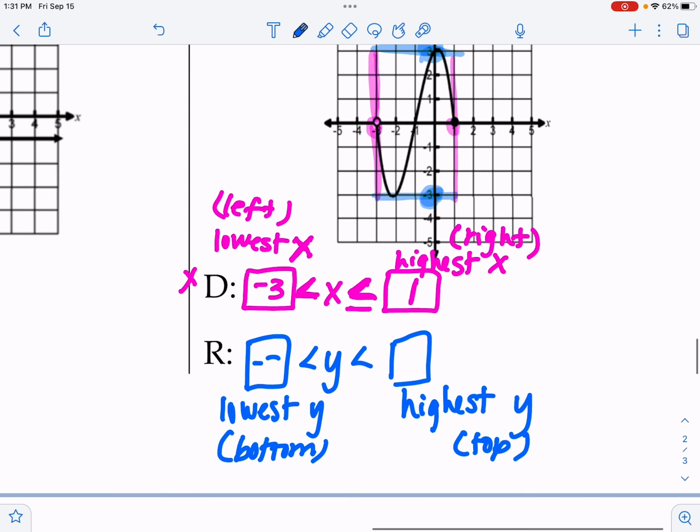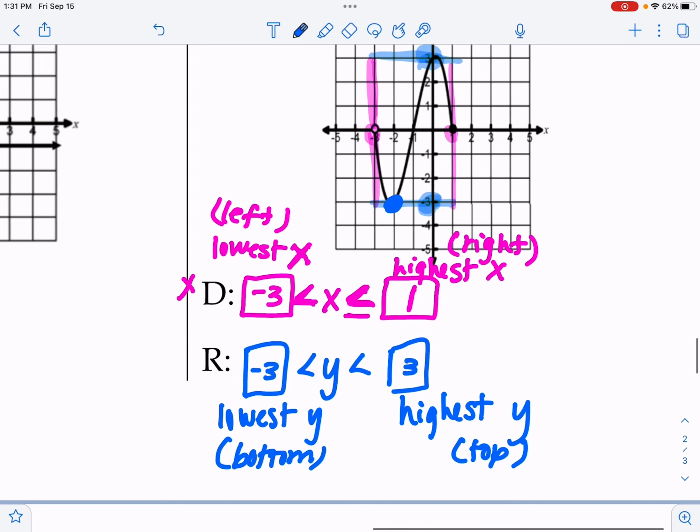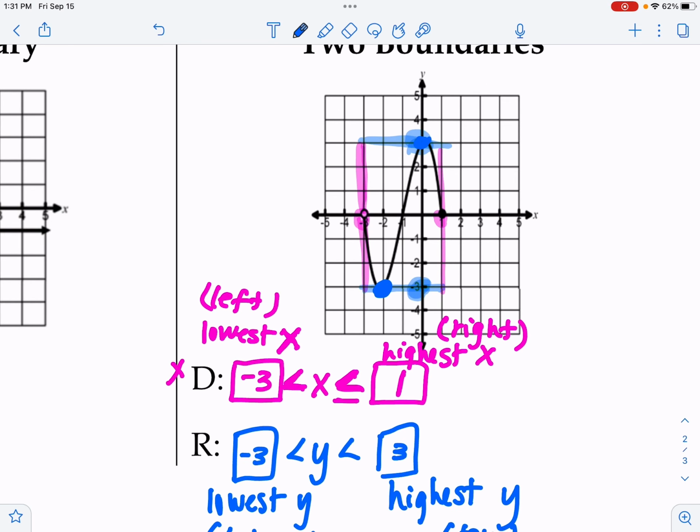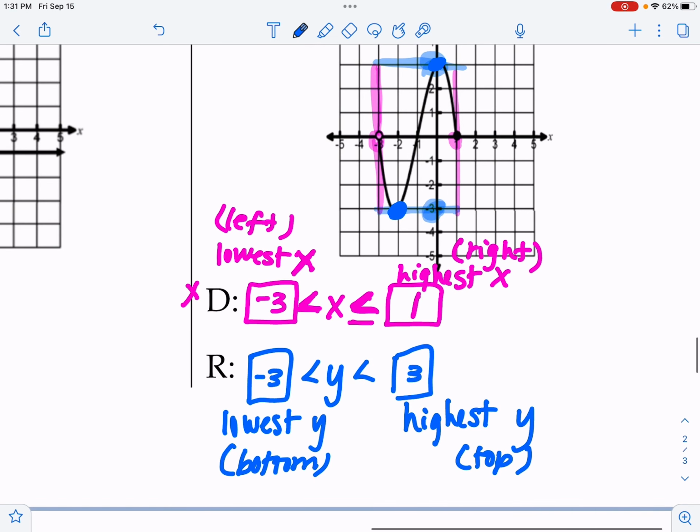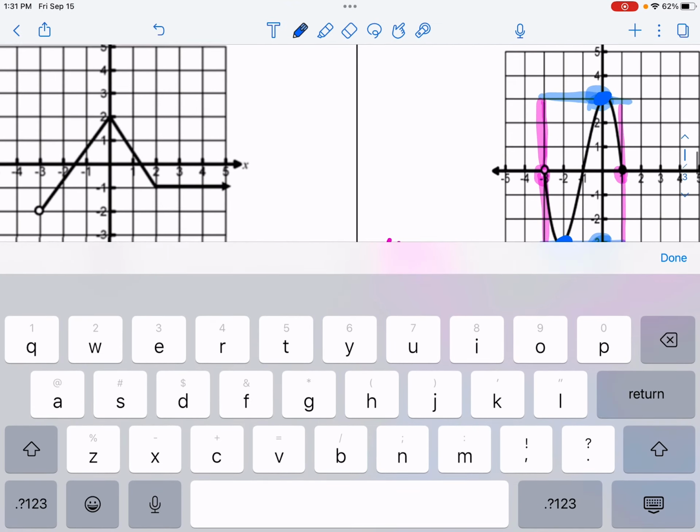So -3 to 3. And because there aren't open circles here, it's automatically closed. Same here, automatically closed. And so we're going to need lines under both of these.